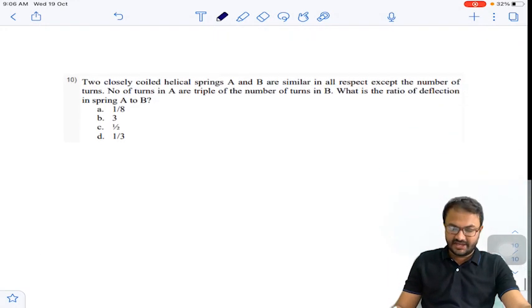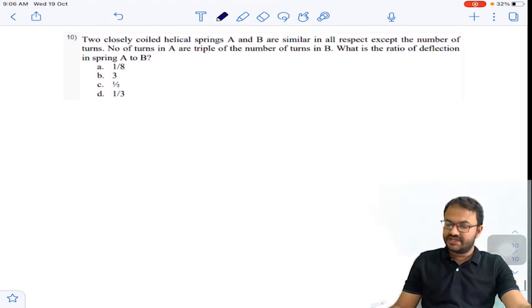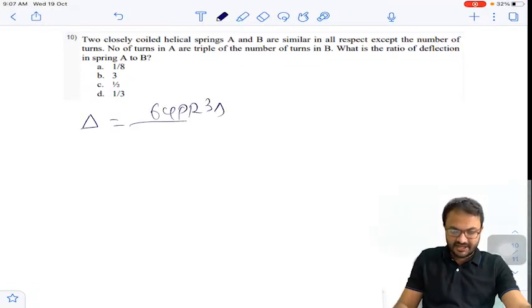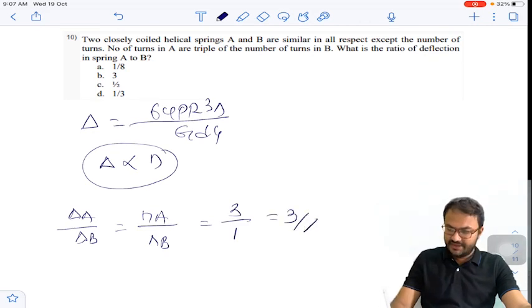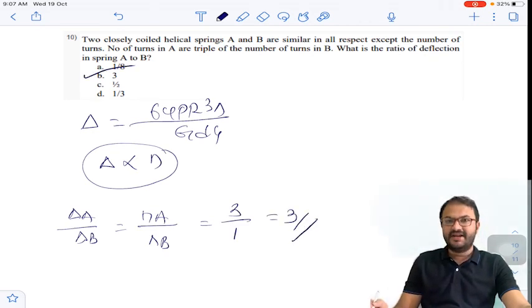Coming to last question of the assignment. Two closely coiled helical springs A and B are similar in all respects except number of turns. Number of turns in A are triple of number of turns in B. What is the ratio of deflection in spring A to B? So we have a standard formula, delta is equal to 64 P R cube N divided by G d power 4. As delta is directly proportional to number of turns, delta A divided by delta B is equal to number of turns in A divided by number of turns in B. That is 3 divided by 1. So it is 3. So option B for question number 10.